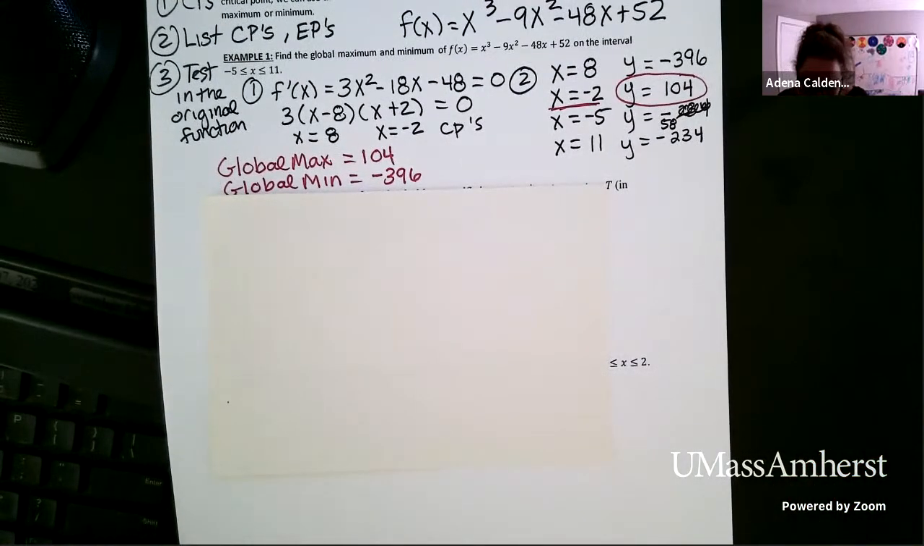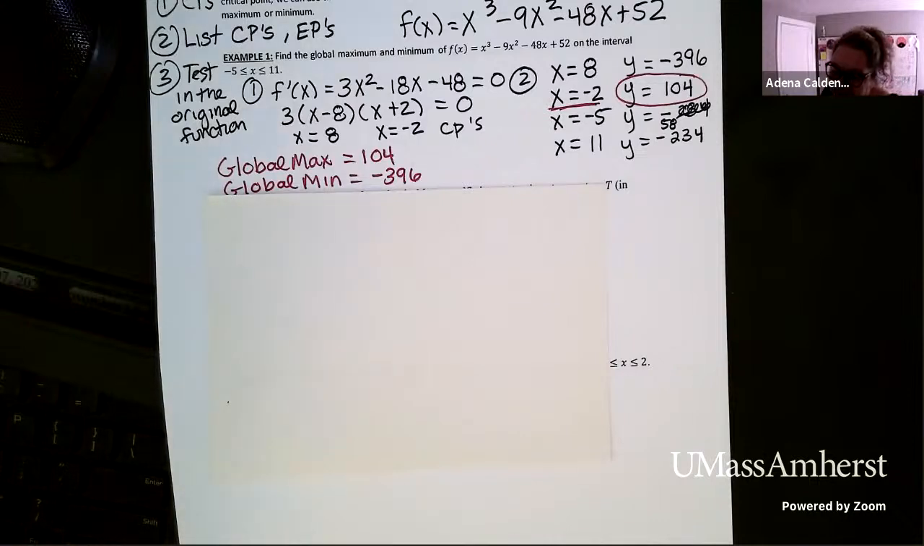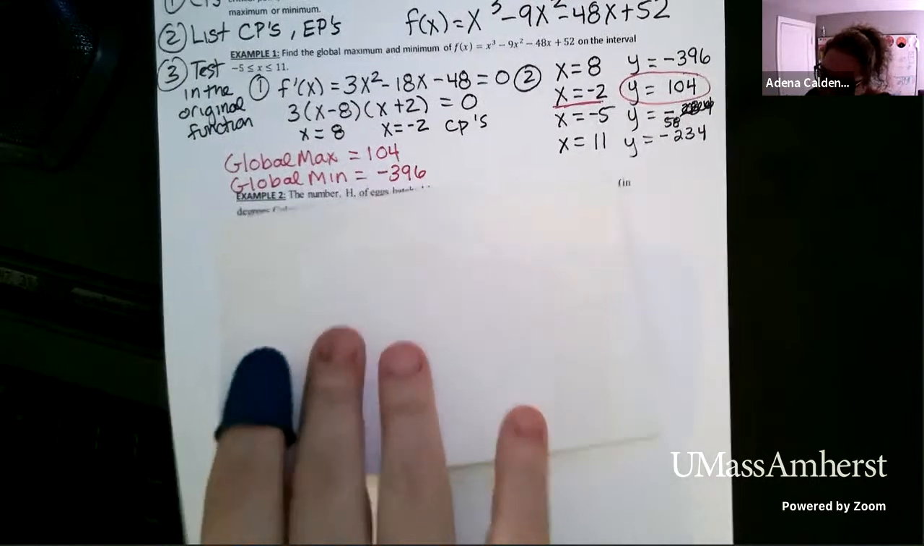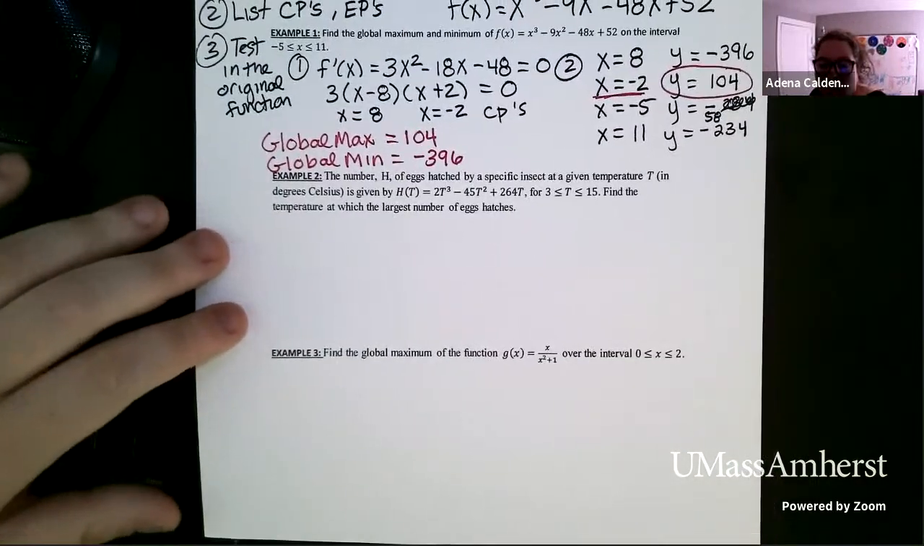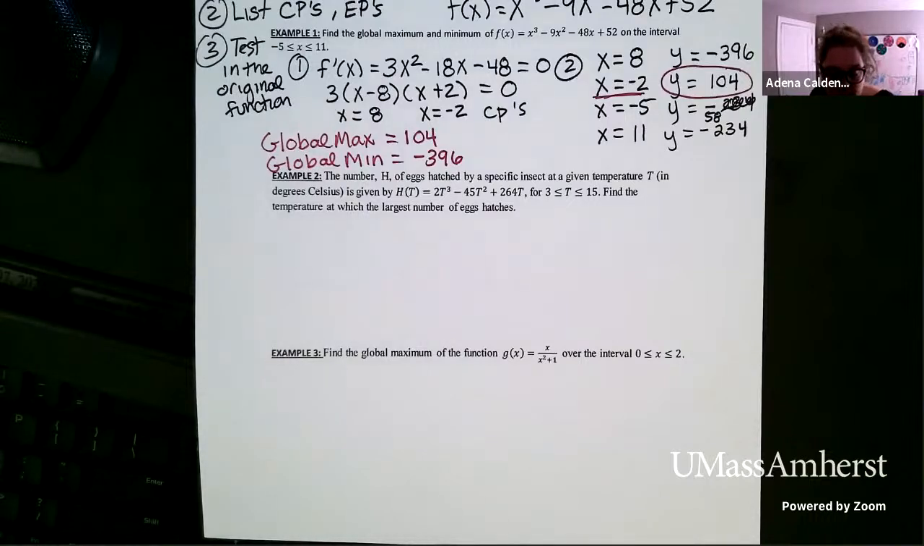So that's what our process looks like. Those are the steps: find critical points, make a list of critical points and any endpoints, and then test them in the original. We're going to try a couple more examples of this just to get used to the process. And then we'll look at some ways that this can vary and other ways we may ask about global maxes and mins.